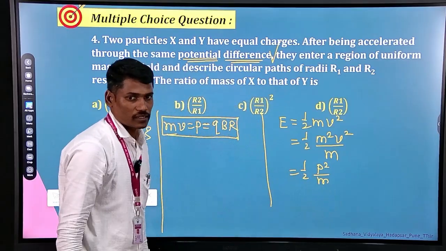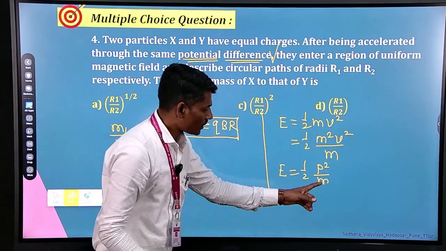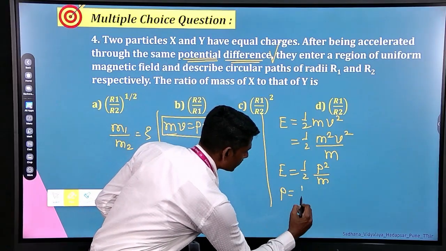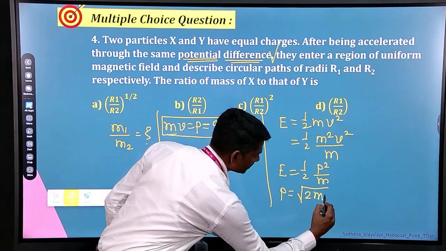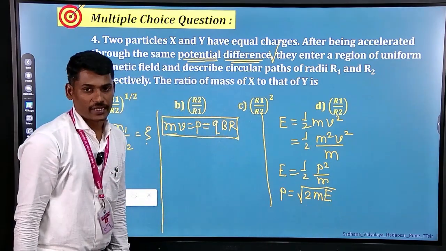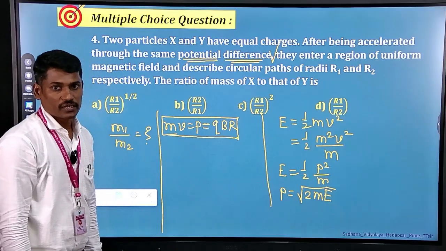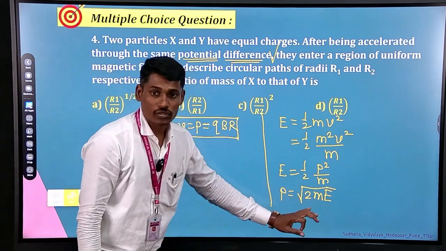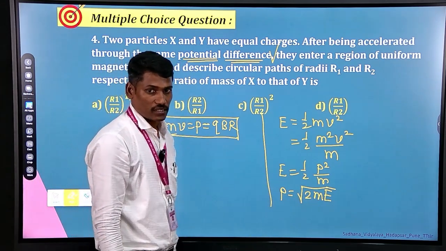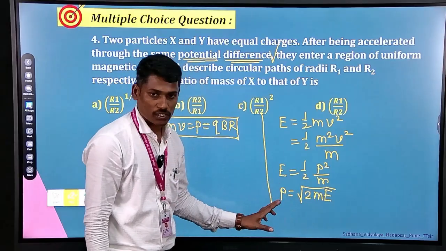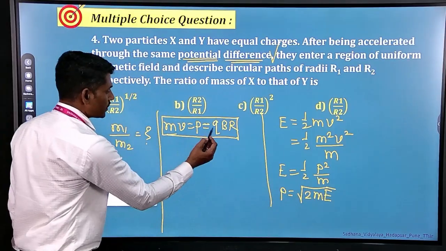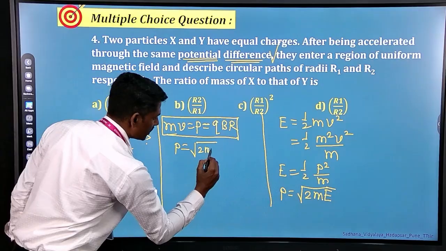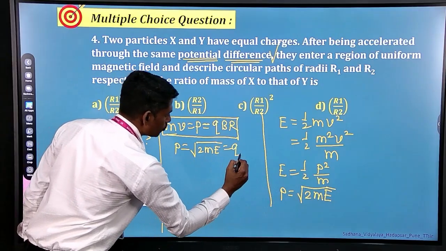So what is p here? p square is equal to twice m E, and therefore, taking square root, p is equal to under root of twice m E. And we know that the kinetic energy of a charged particle in an external potential is E is equal to eV, right? This is the kinetic energy. Therefore here we get this relation for the momentum: p is equal to under root of twice m E is equal to QBR.